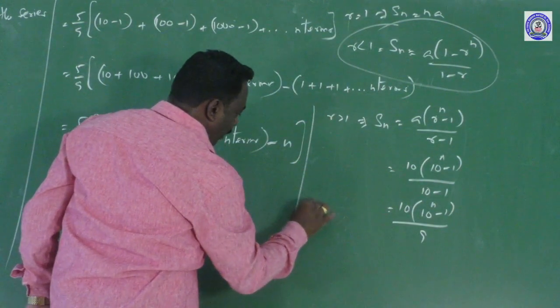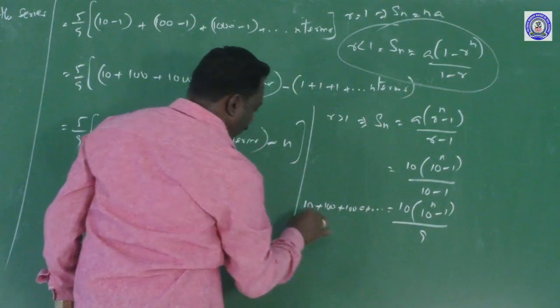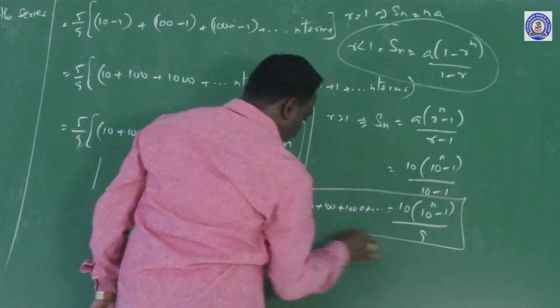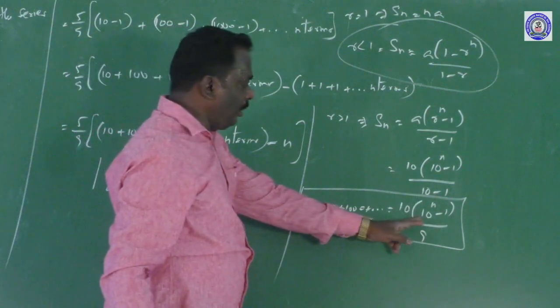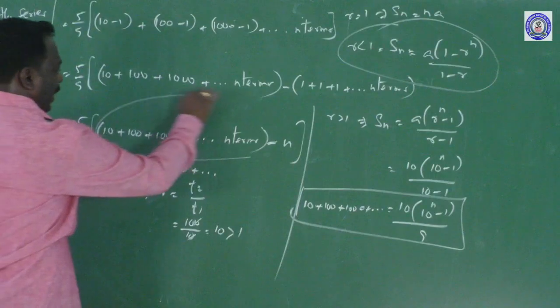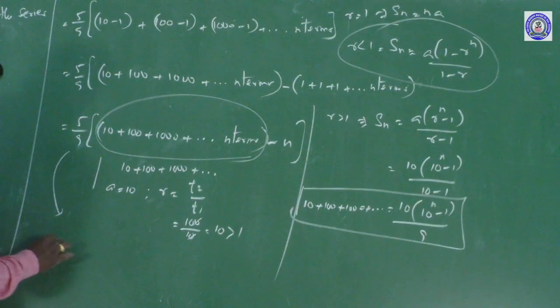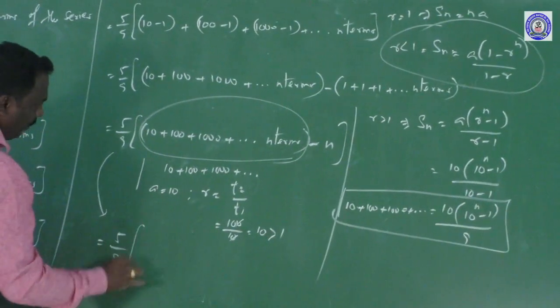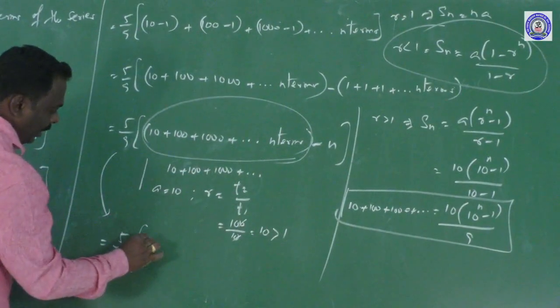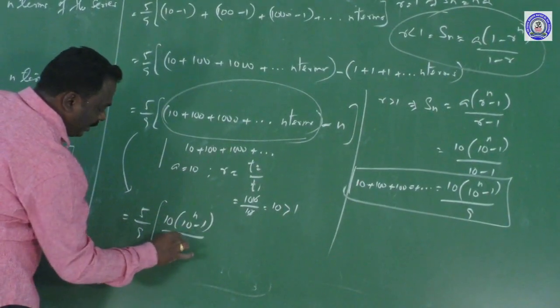Therefore for 10 plus 100 plus 1000 plus etc., this summation we obtain the value equal to 10 into 10 power n minus 1 by 9. Now we want to replace the summation in this place. Therefore, in this last line, it becomes 5 by 9 within the bracket, this summation we obtained, 10 into 10 power n minus 1 by 9.